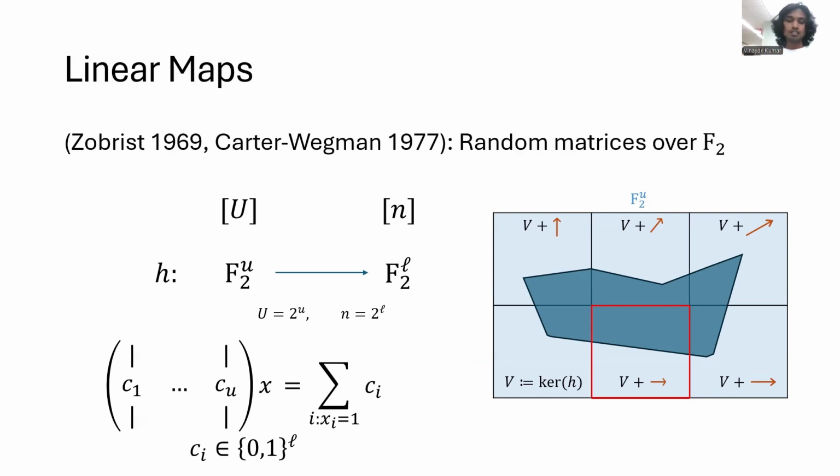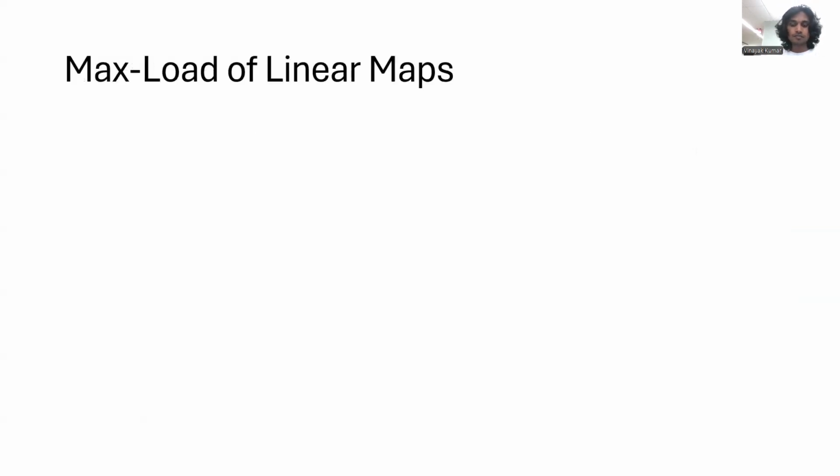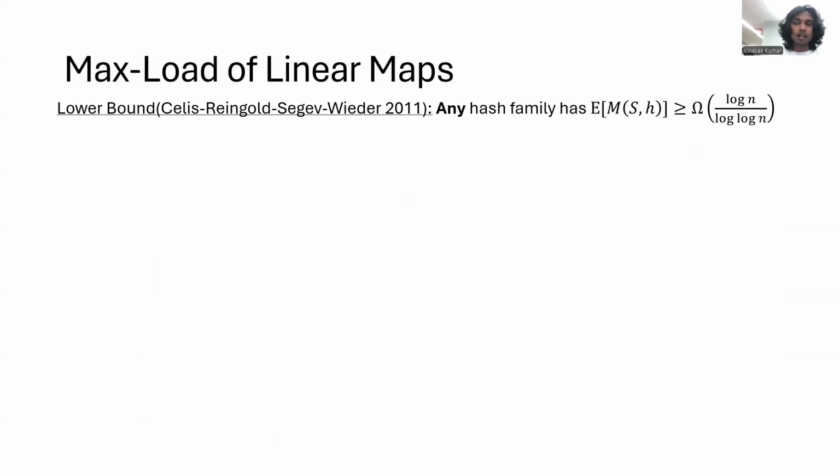Great. So let's ask what we know about the max load. First, let's get the lower bound out of the way. In terms of the lower bound, any hash family will have expected max load at least log n over log log n, no matter how many functions are in the family and no matter what the functions are.